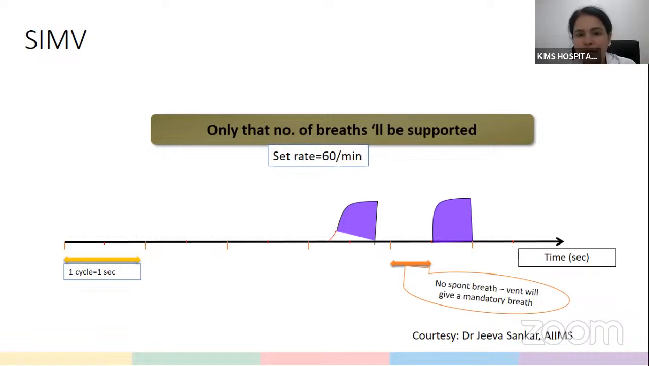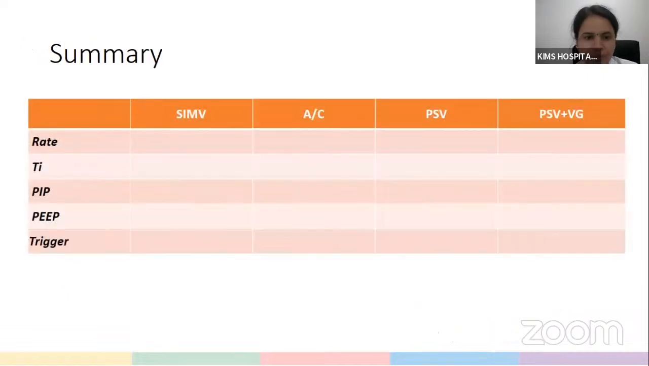So all other parameters of this breath, for example, the I time, the PIP, the PEEP, the FiO2, as well as the flow, based on the type of ventilator, you may or may not be able to set the flow, but all these parameters are still decided by us, the physicians. So we'll just look at this table to understand the different modes.